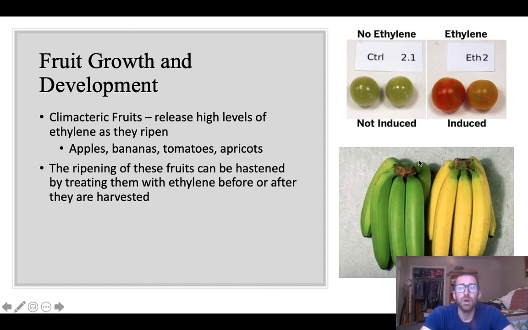So we can use a synthetic form of ethylene gas in a number of ways. We will use it to ripen fruits to a certain stage for sale, right? We may pick them before they're ripe and then treat them with ethylene gas, such as with tomatoes or bananas, potentially. And then we'll look at some other examples of how we use ethylene gas as well. But that's one of the big ones, is inducing ripeness.